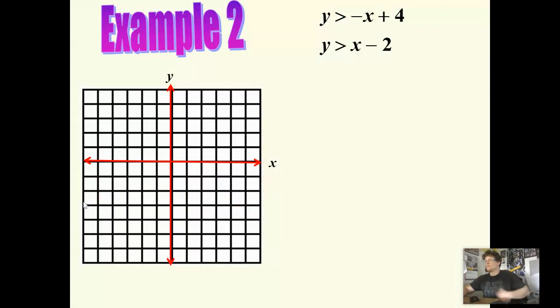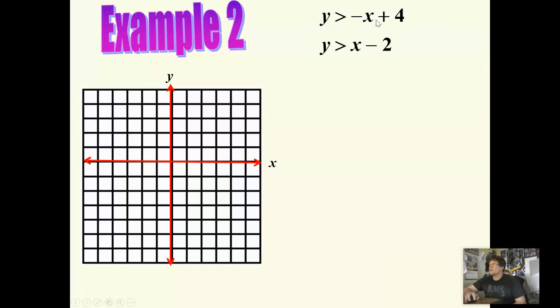Let's do another one. Our last example for this video, we've got y greater than negative x plus 4. We have y greater than x minus 2. First step, get them in slope-intercept form. They're already there. Y's are alone. Second step, graph them using our slopes and y-intercepts.